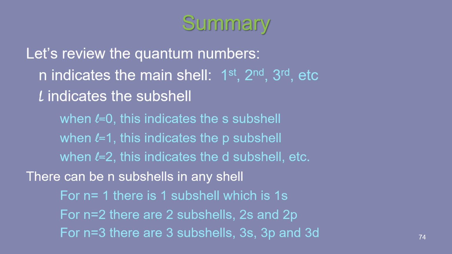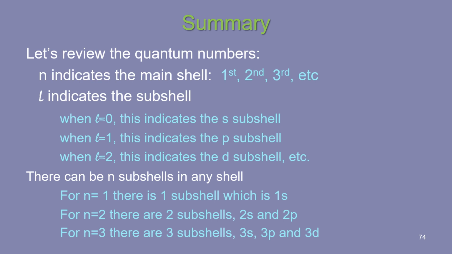Remember that there can be n subshells in any shell. So if n equals 1, there's only one subshell, the 1s subshell. If n equals 2, there are two subshells, 2s and 2p. If n equals 3, there are three subshells, 3s, 3p, 3d. So remember that l can be anything up to n minus 1.